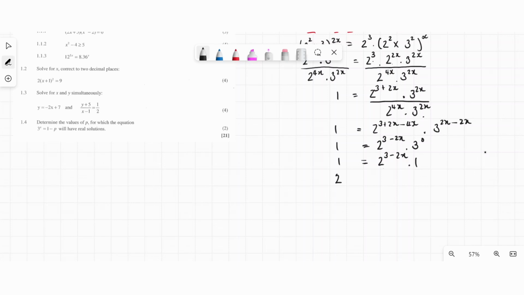I'm going to say 2 to the power 0, which is 1, is equal to 3 minus 2x. We're going to drop the bases, so you're going to have 0 is equal to 3 minus 2x. Take the 2x to the other side, so you're going to have 2x is equal to 3. Divide both sides by 2, and x is equal to 3 over 2. And you're done with this question.